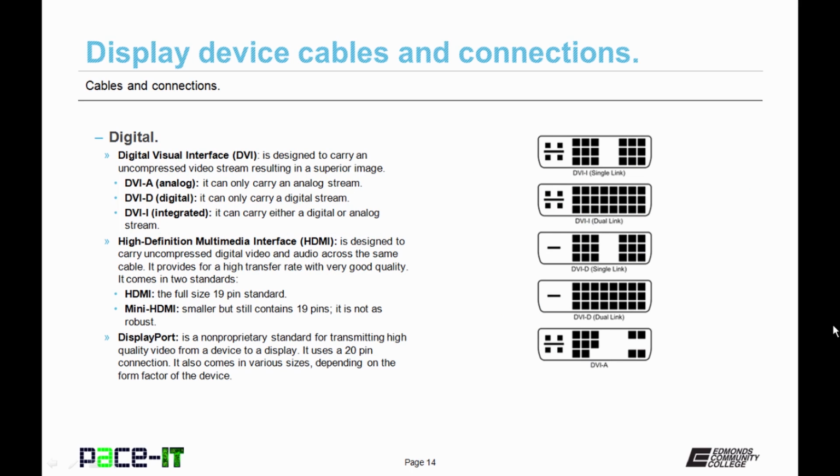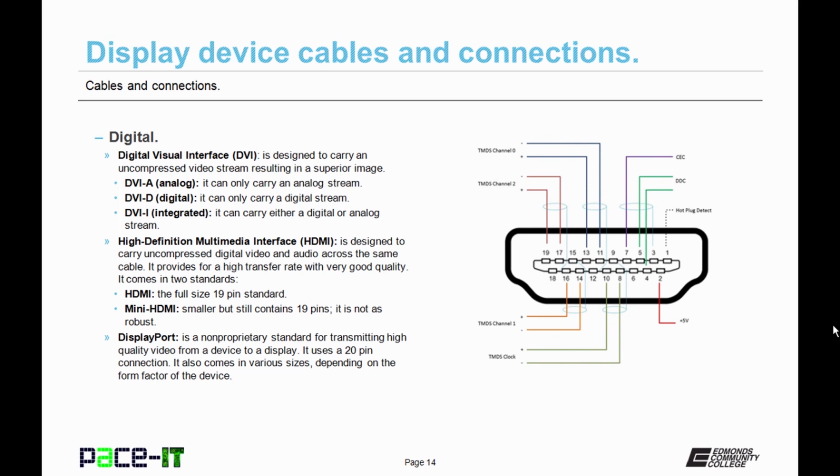Now let's move on to the digital world, and we begin with DVI cables and connections. That's the Digital Visual Interface. Now, this is designed to carry an uncompressed video stream, which results in a superior image. Now, DVI comes in different versions. There's DVI-A. It can only carry an analog stream. Then there's DVI-D, and it can only carry a digital stream. To kind of bridge the gap, DVI-I was developed. It can carry either a digital or analog stream.